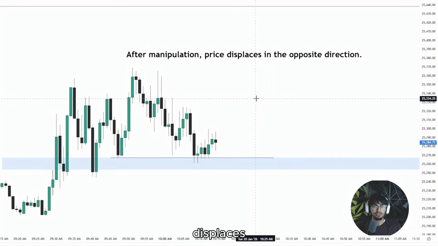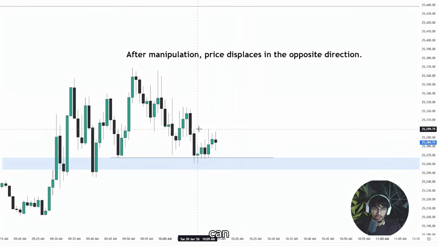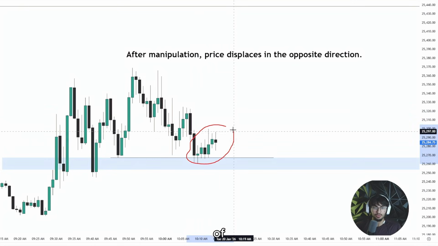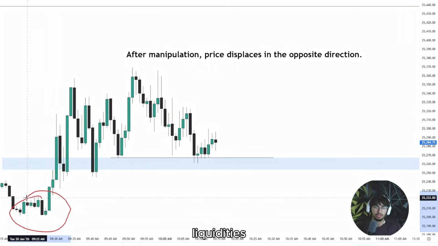After manipulation, price displaces in the opposite direction. As you can clearly see, we tap into this 15-minute fair value gap, but we're not getting any sort of continuation lower towards these drawn liquidities.